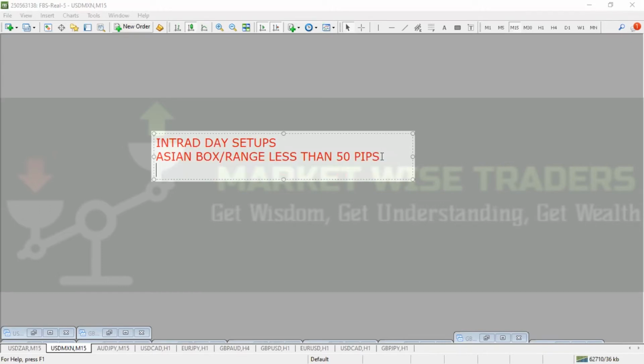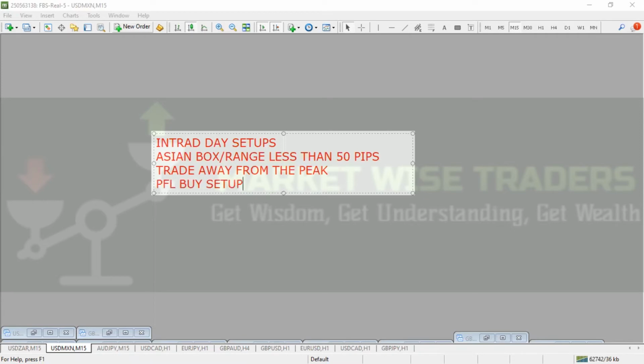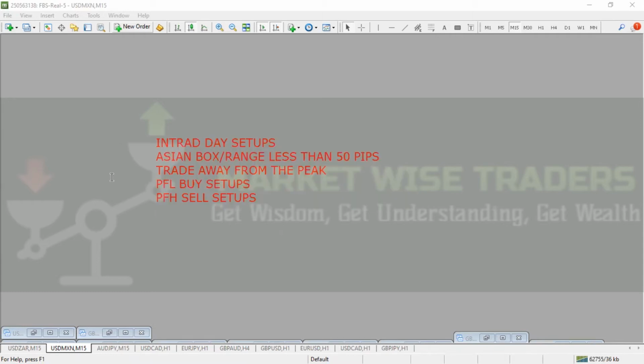The next one is always trade away from the peak. Okay, so if it's a peak formation low, you're looking for buy setups. Okay, it's a peak formation high, you're looking for sell setups. Okay, so yeah, that I think is basically it.